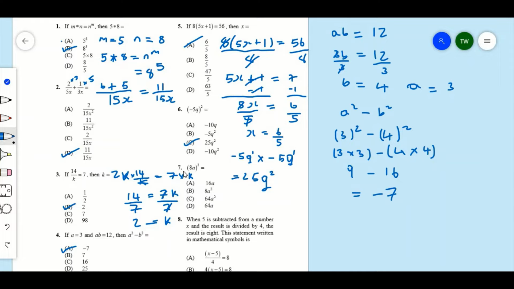Number 7 is similar. So 8a all squared means 8a times 8a. So a times 8, that's going to be 64, and a times a, that's going to be a squared. So our answer is going to be 64a squared, and our answer is going to be C in this case.